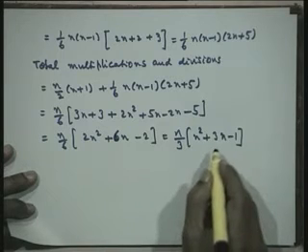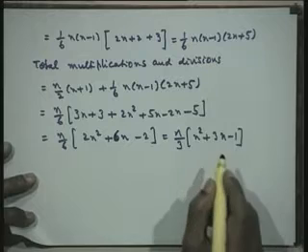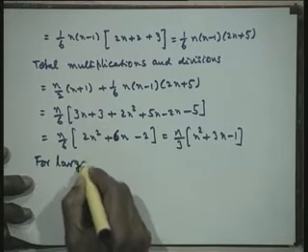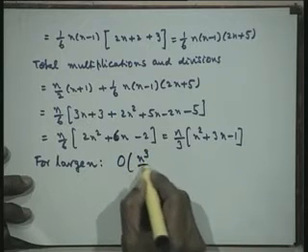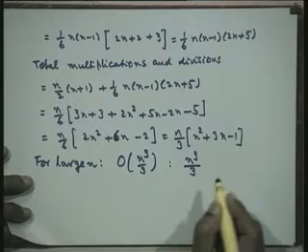This is the exact number of multiplications and divisions that Gauss elimination has got. Therefore, we normally say for large n Gauss elimination is of order of n cubed by 3, or simply we write it down as n cubed by 3.